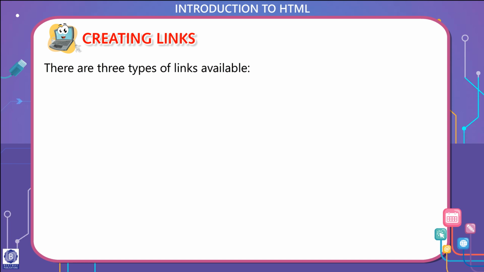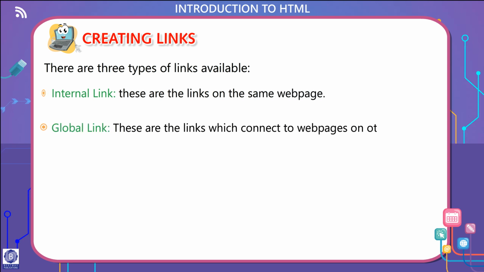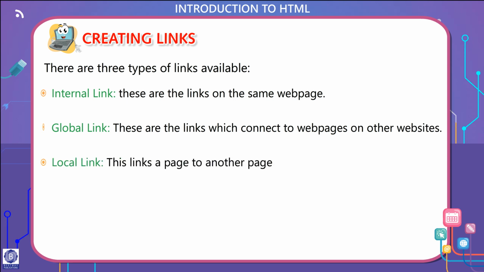There are 3 types of links available. Internal links, which are the links on the same web page. Global links, which connect to web pages on other websites. Local links, which link a page to another page within the same website.